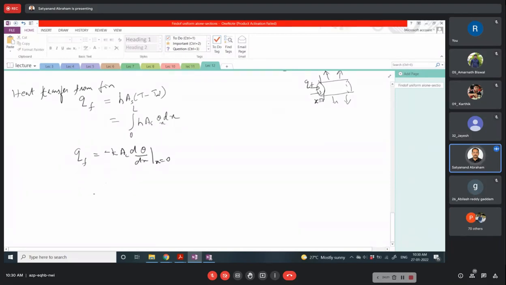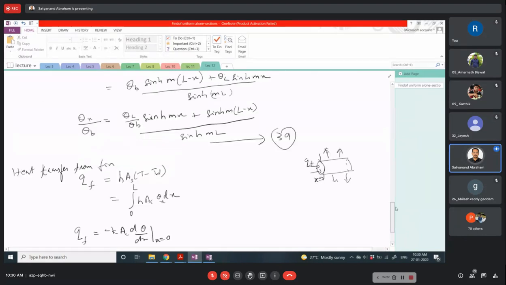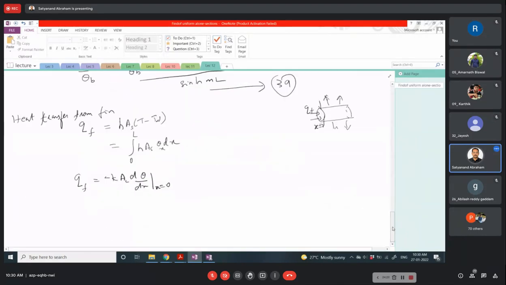I'm not going to differentiate it in detail; you can simply differentiate it, or better, write the differentiation so there is no confusion. We can write d theta by dx as theta L into m, because m is going to come out, cosh mx, minus theta b m into cosh m(L minus x) divided by sinh mL.